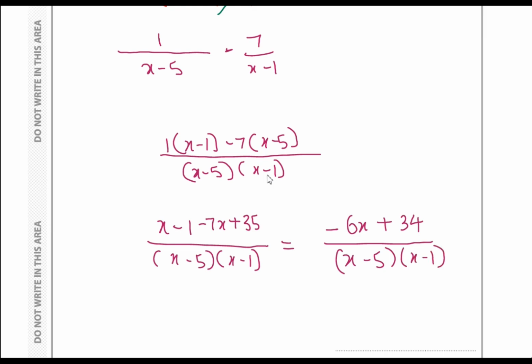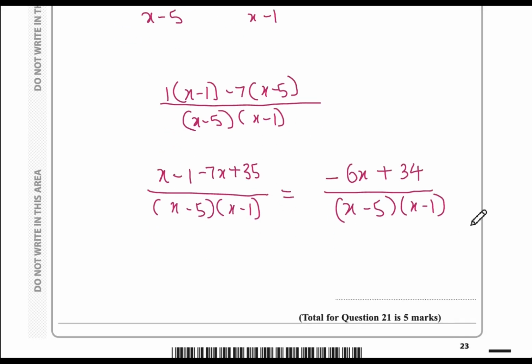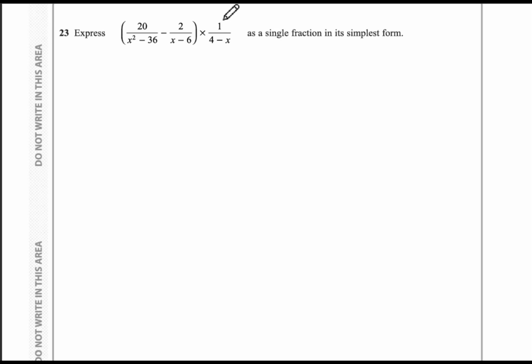Now as you can see, I can take a common factor out in the numerator. What can be taken out is 2. 2 is common to both. So when I take out 2, it gives me minus 3x, because 2 times minus 3 is minus 6, and plus 17, over x minus 5 and x minus 1. This is my answer.